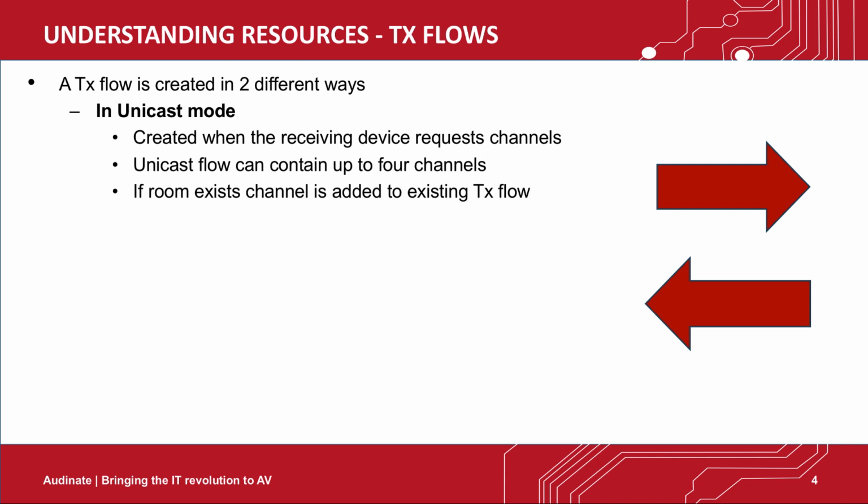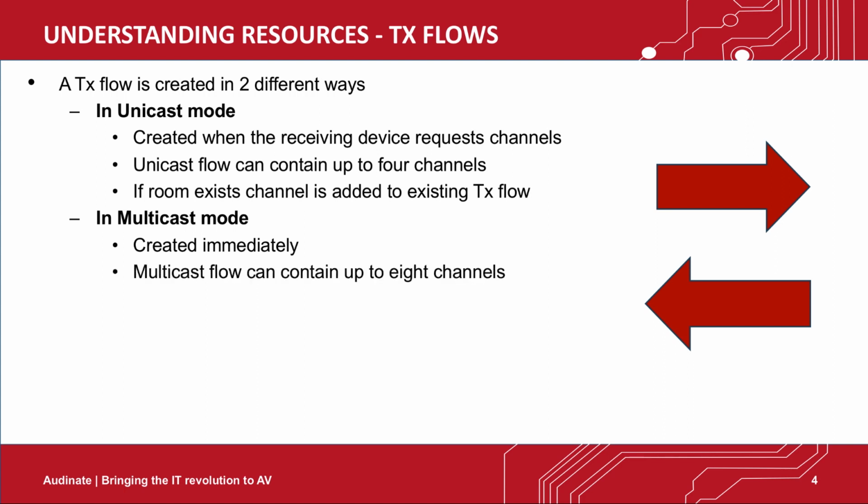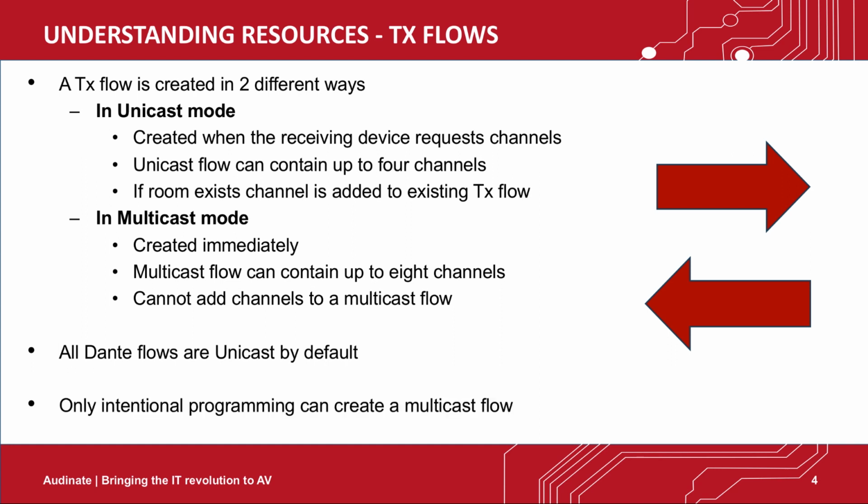Then, in multicast mode, the transmit flow is created immediately. It doesn't need a receiver to request it. A single multicast flow can contain up to 8 channels. You cannot add channels to a multicast flow. All Dante flows are unicast by default. Only intentional programming can create a multicast flow. This is done by a human in Dante Controller.